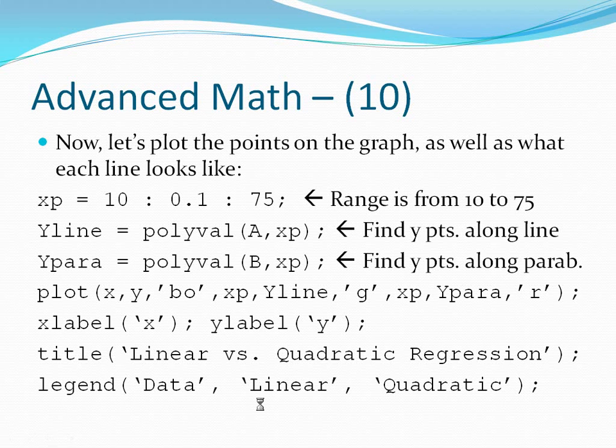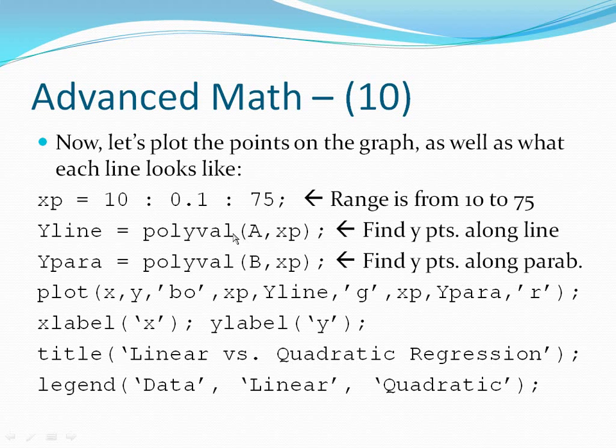So if you take a look, I'm going to specify points from 10 to 75 because the range of x values is from 10 to 75, so that's 0.1. And then I'm going to find what the points are along the line. So you're going to use the coefficients that you derived from the regression, take each of these points and put it through this equation so you can actually plot what the line looks like for the regression. And then you can do the same thing for the parabola.